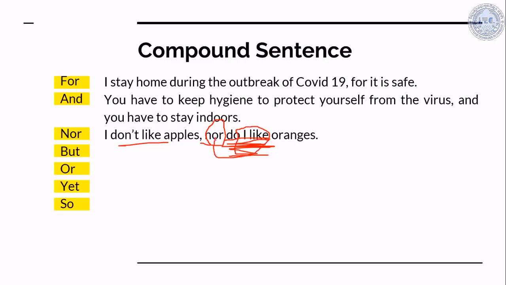Nor do I like oranges, the form is question, it's not a simple sentence, right? So nor is a special case. Again, you need question form after nor. I don't like apples, nor do I like oranges. And if you want to make it simple, it can be I don't like apples and I don't like oranges either. But instead of saying that, you can say this.